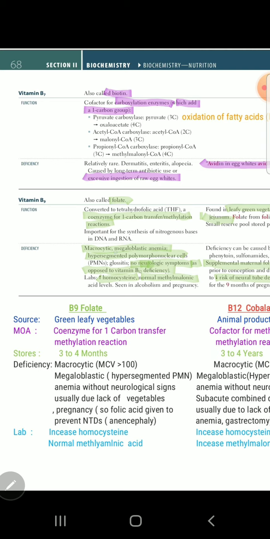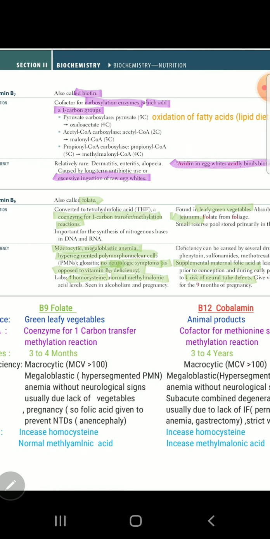And macrocytic means MCV is more than 100. Megaloblastic anemia means a hypersegmented nucleus is there. It is a mild difference, but it is important to differentiate macrocytic and megaloblastic. And in B9 deficiency, there are no neurological symptoms. We know that it is anemia without neurological symptoms.